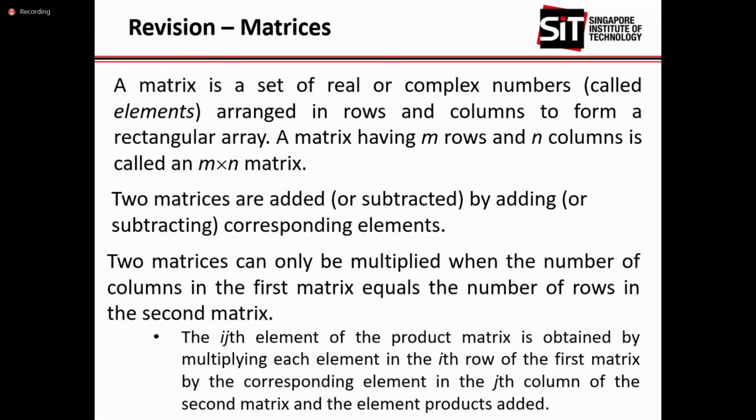Now we move on to matrices. Matrices are a set of real or complex numbers arranged in rows and columns. A matrix typically has m rows and n columns, and it is defined as an m by n matrix. So rows first, column second. Matrices are added, subtracted, simply by adding and subtracting the corresponding elements, while they can only be multiplied together if the number of columns in the first matrix is the same as the number of rows in the second matrix.